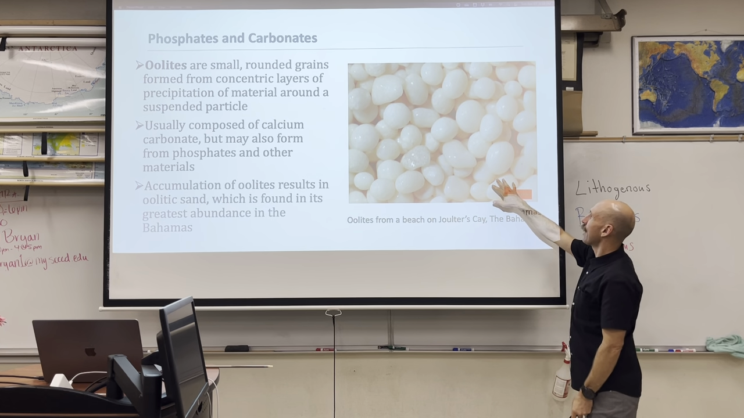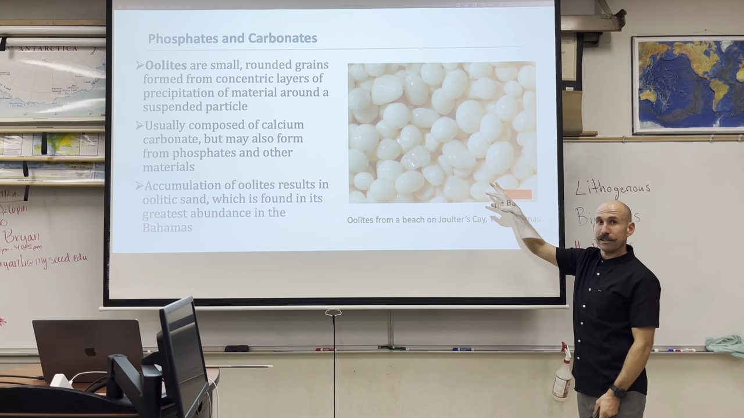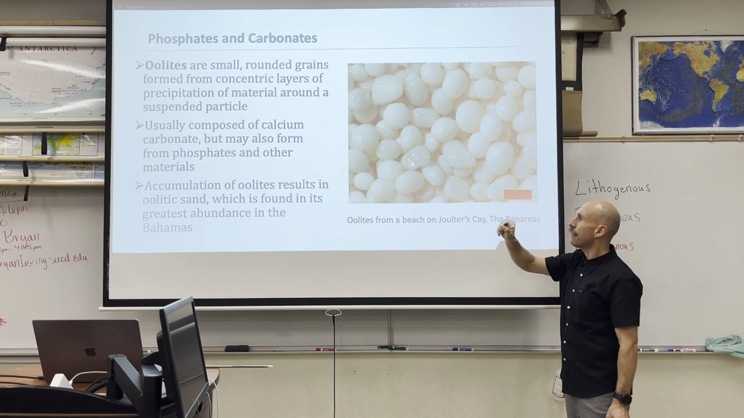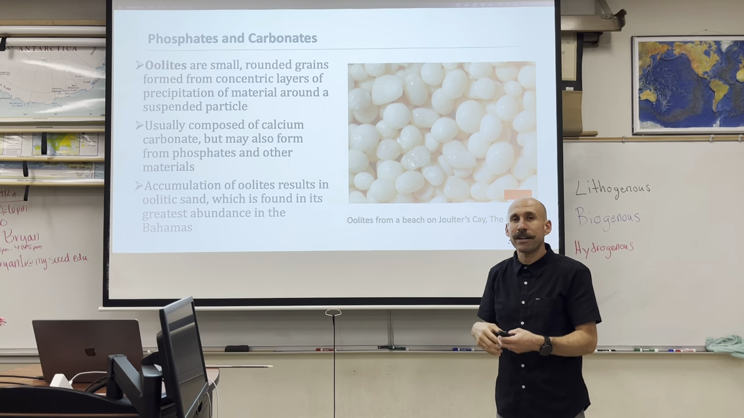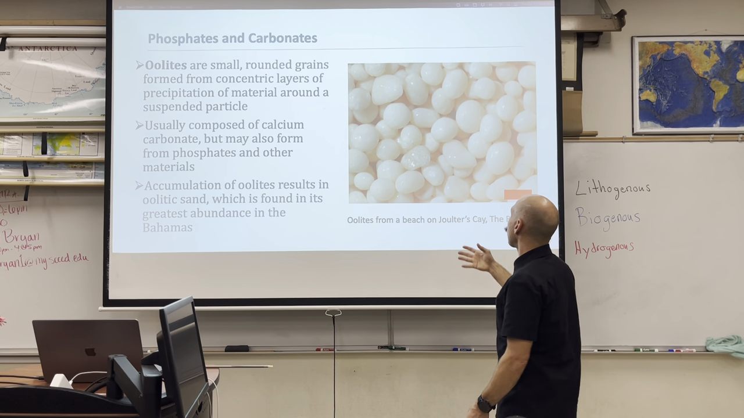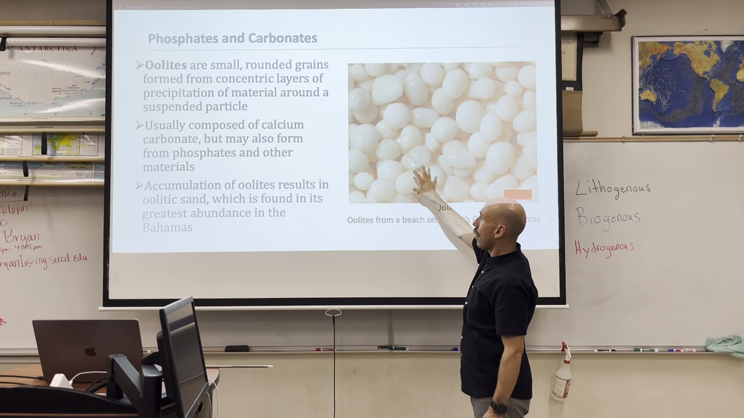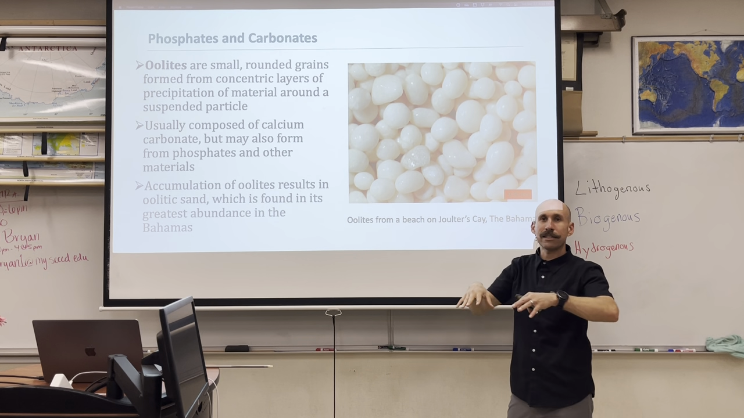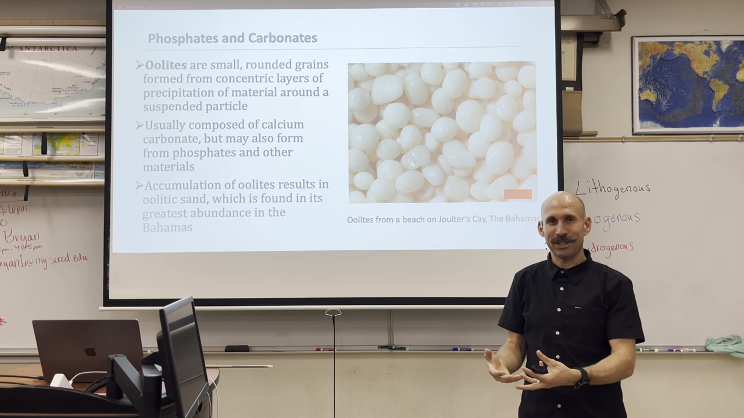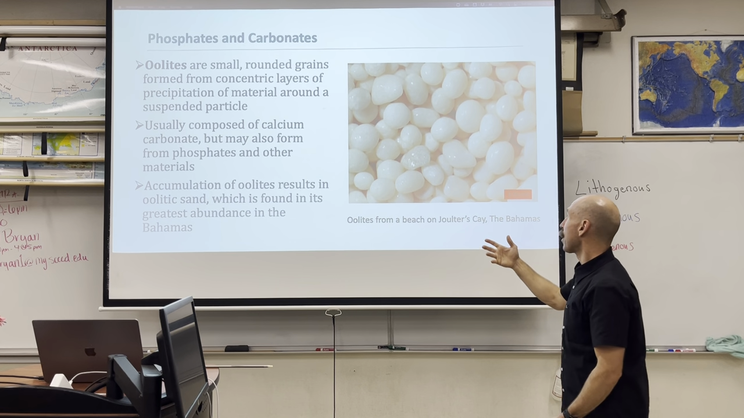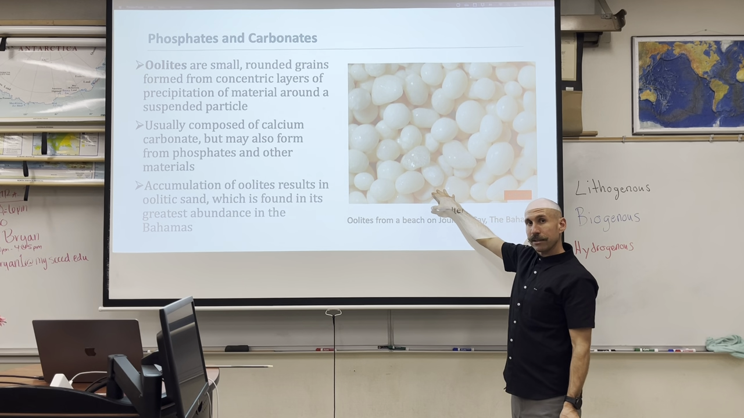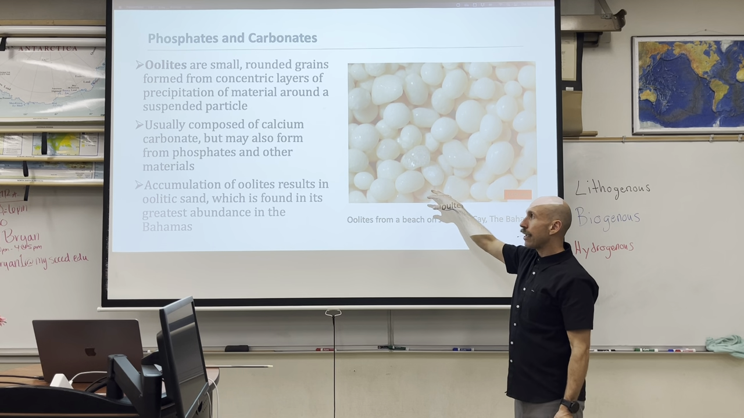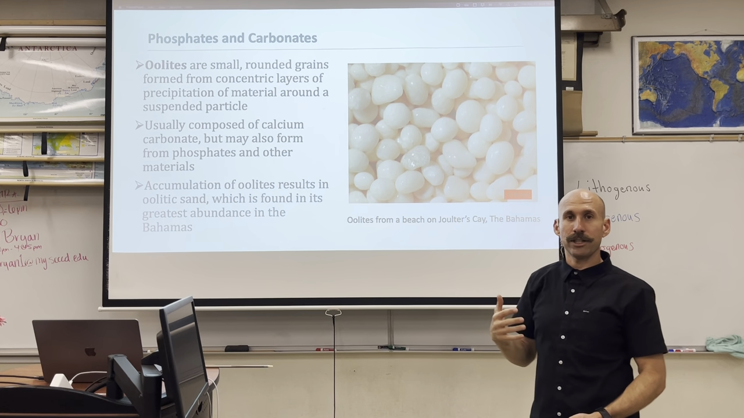These are kind of fun. What are these? They look like eggs. They're called oolites. They are small rounded grains that form concentric layers around suspended particles, usually in oolitic sand. And then in vast numbers, they can form high concentrations. Right now, we're finding them in the Bahamas. When you have high concentrations of oolites, they create what is called an oolitic limestone. Pretty cool, the oceans, right? And so again, these are sediments that are precipitating out of solution in water, thus hydrogenous sediments.